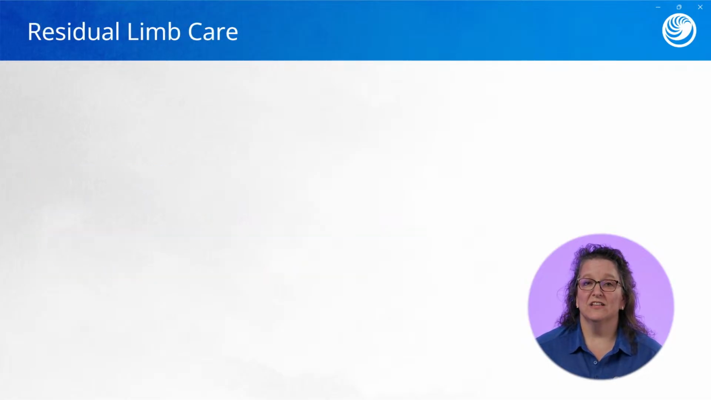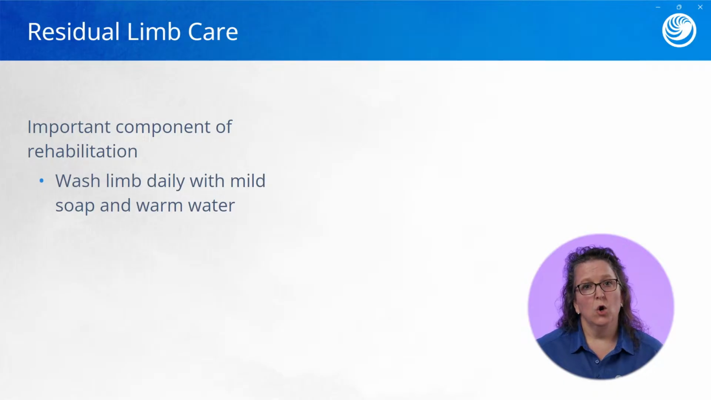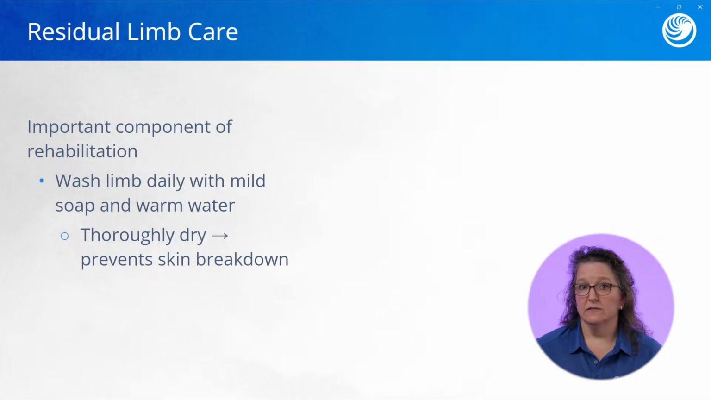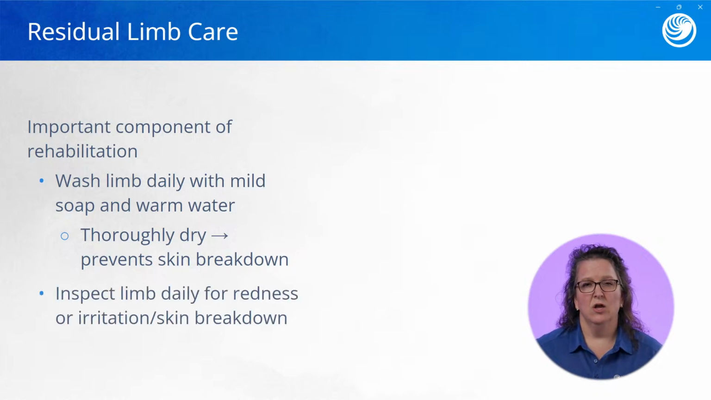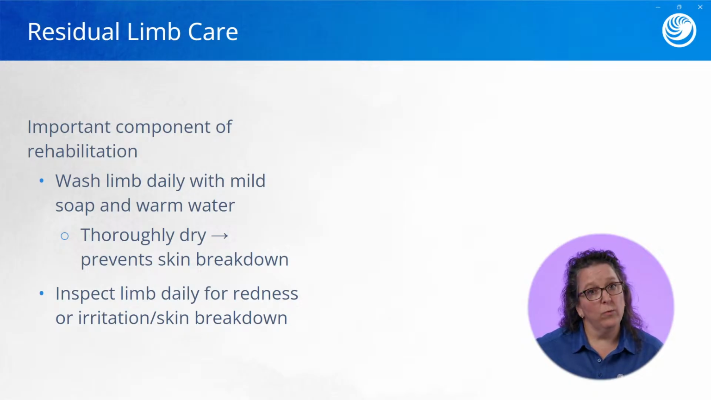We want to teach the client how to care for their residual limb. This is an important step of their rehabilitation. The client will want to wash the limb daily with mild soap and warm water, and then thoroughly dry it to prevent skin breakdown. While washing the residual limb daily, they can also inspect it daily. You want them to look for any areas of skin breakdown or irritation or any signs of infection. If they note any of those signs, we want to encourage them to notify their physician.